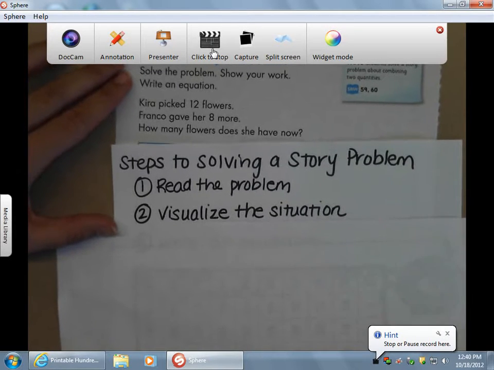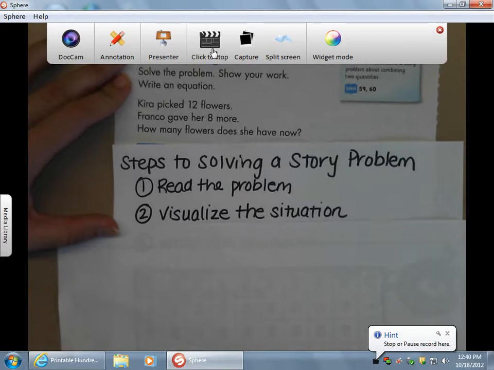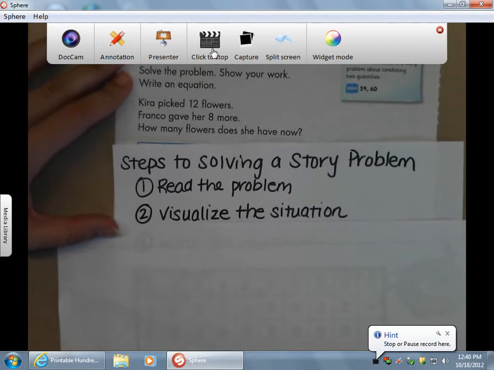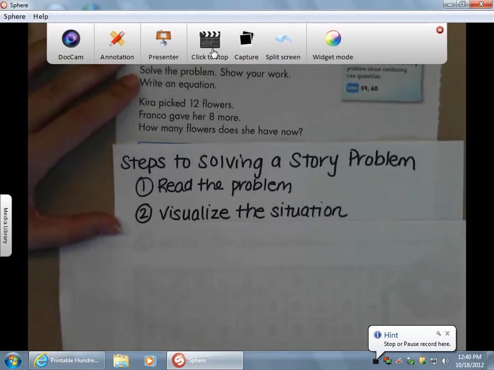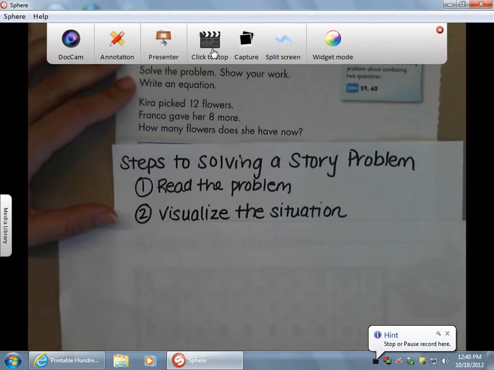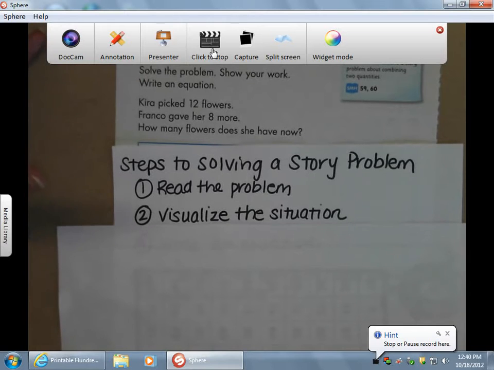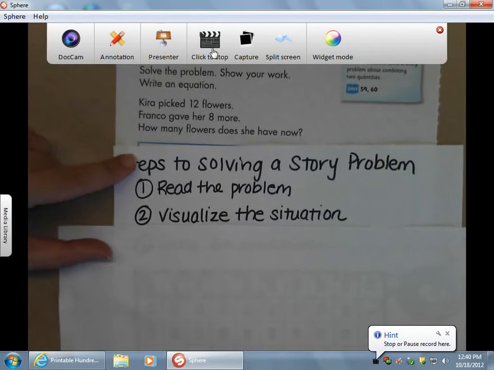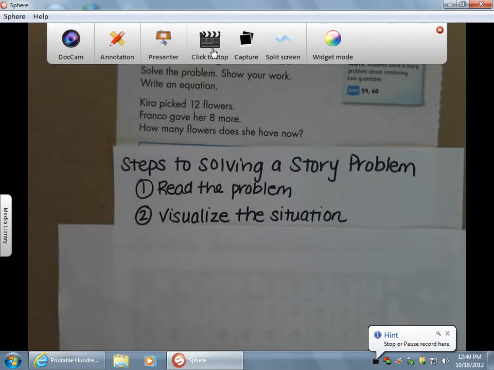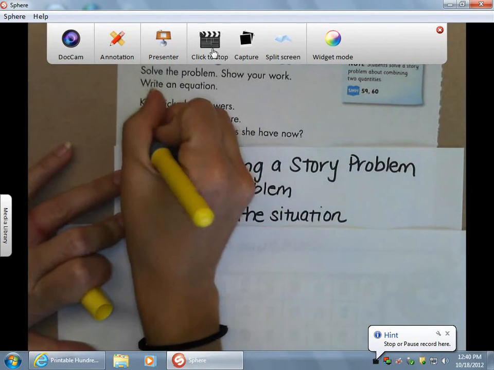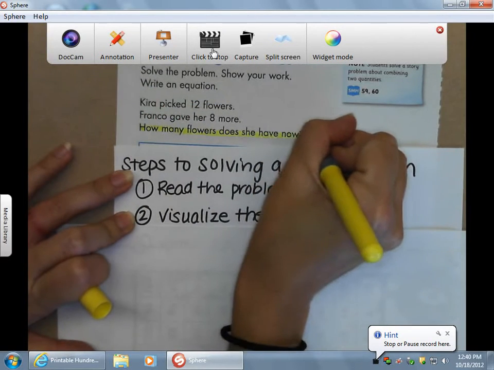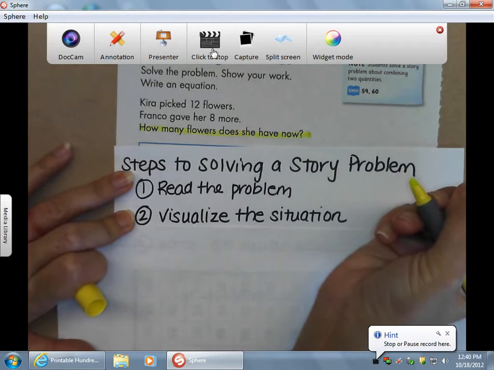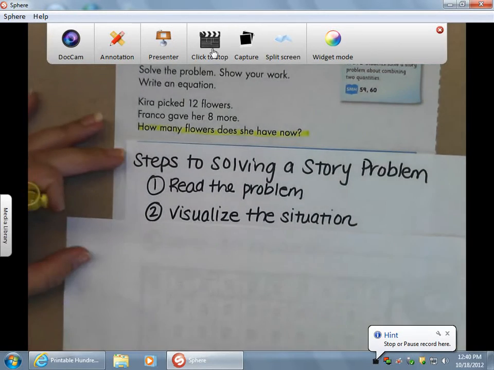The second thing that I need to do is visualize the situation in my mind. So I'm picturing Kira, and I'm picturing her holding those 12 flowers, and she's getting 8 more, so she's gaining something. And then I look at that question right there. Let's highlight it so we can really think about that. I look at that question, how many flowers does she have now? So I'm thinking, okay, is this a combining problem or a taking away problem?